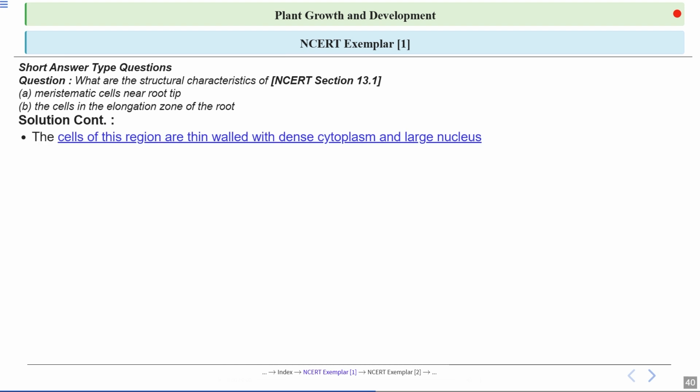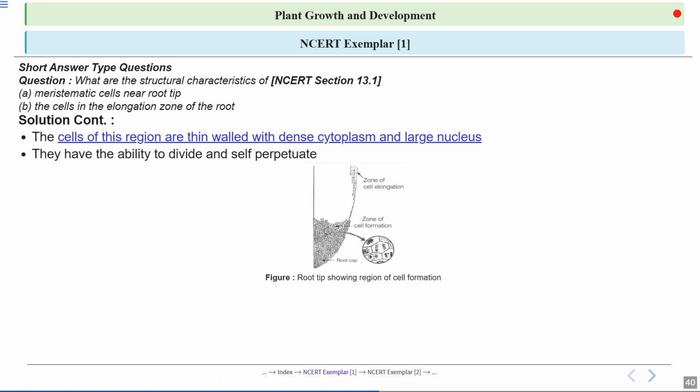Now what is the characteristic of the cells of this particular region, the meristematic zone? They are very thin-walled cells and they have a lot of dense cytoplasm, and the nucleus is very prominent. It means a large nucleus is there in the center of the cell. They have the ability to divide and redivide, right? So here you can see the zone of meristematic activity, continuously in a division phase, increasing the number of these cells.